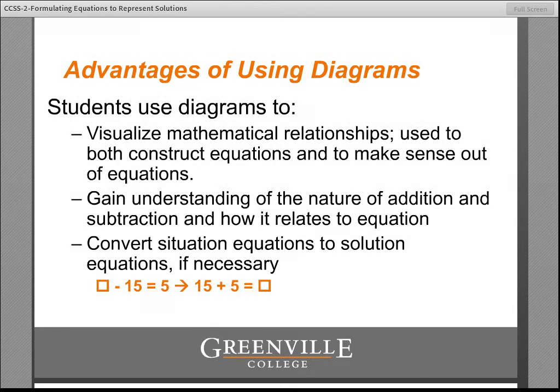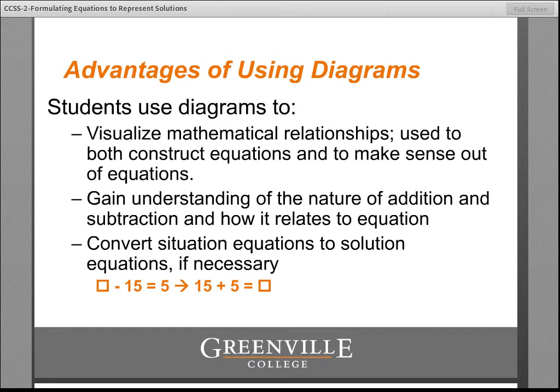Diagrams are incredibly useful tools for helping learners to make sense of and visualize those mathematical relationships embedded in words, and as a result of that whole sense-making process, they also gain a deeper understanding of operations and how operations are connected to one another and how the operations are connected to the equations.